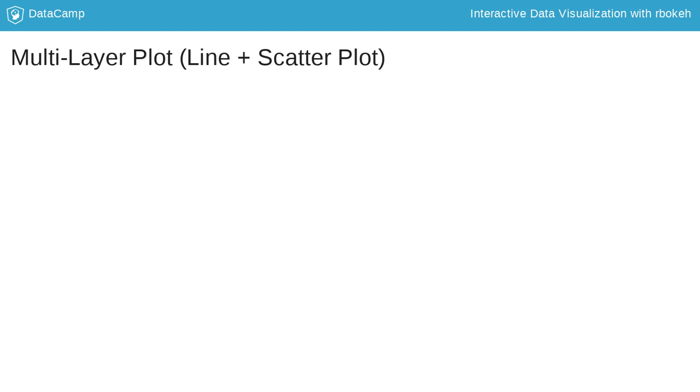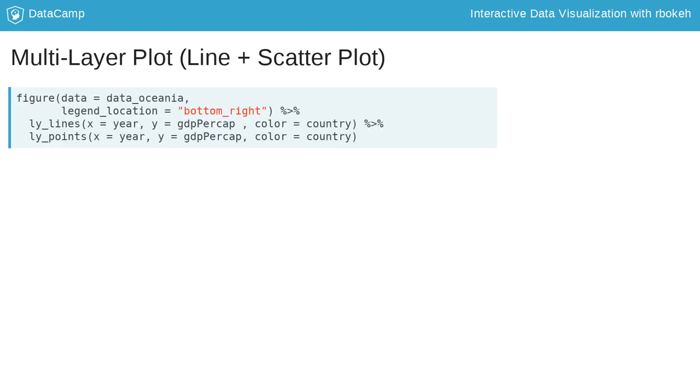To plot multiple layers, you can pass the data_Oceania to the data argument in figure. This will tell all the subsequent layers to use this data frame, instead of specifying the data in each layer independently, which is still a valid option. Then you can add a lines layer using ly_lines.